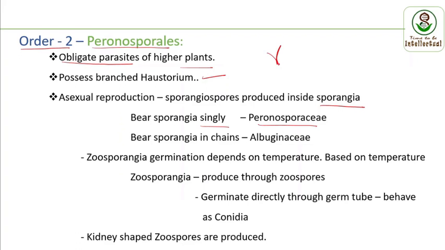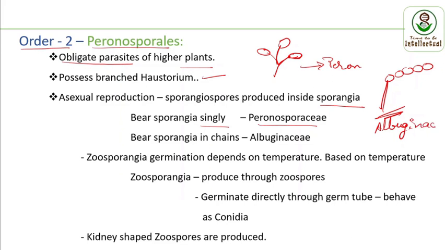The thallus will be like this. Sorry, the sporangiophores will be like this. In the Peronosporaceae, I will try drawing the rough structure. So if they are borne singly, in such cases it is Peronosporaceae. But when you see a sporangiophore and you see a chain of sporangia, then consider this belongs to Albuginaceae. Okay, so that is very important.